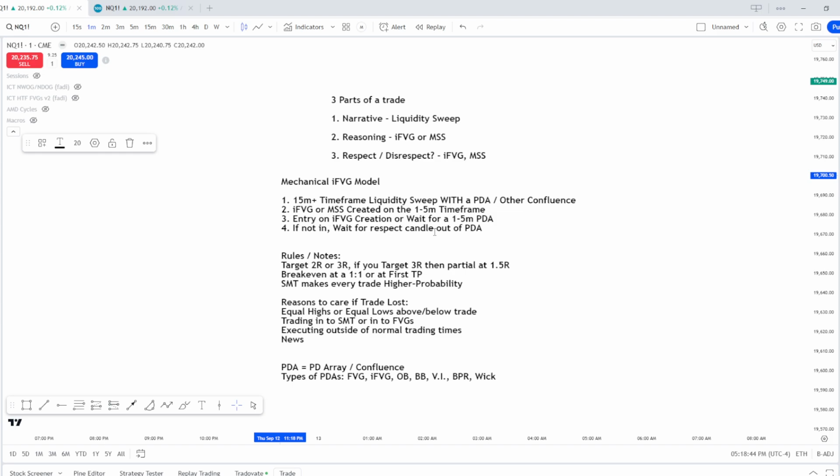So if you're entering off of a 1 minute fair value gap, you want a 1 minute respect candle out of it. If you're entering off of a 5 minute fair value gap, you want a 5 minute respect candle out of it. Respect candle meaning if you want to enter a buy, you want a bullish candle out of it. If you want a sell, then you want a bearish candle out of the PD array. So that's essentially the entire model.